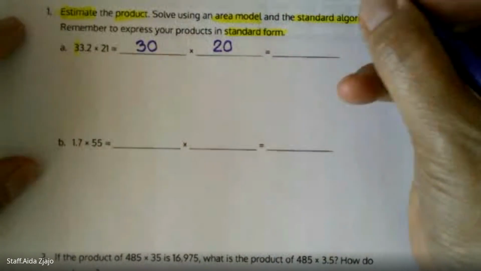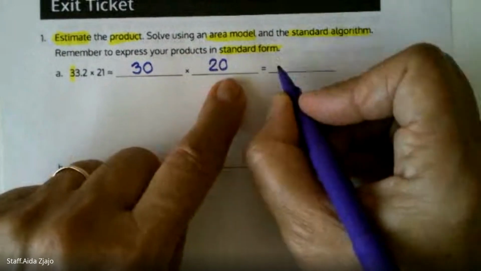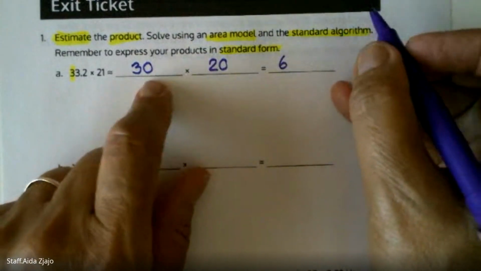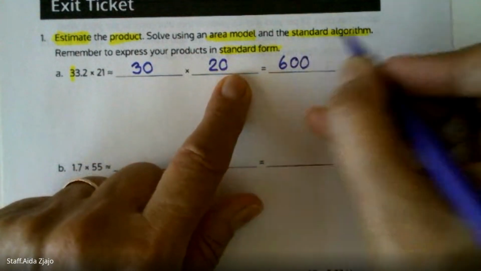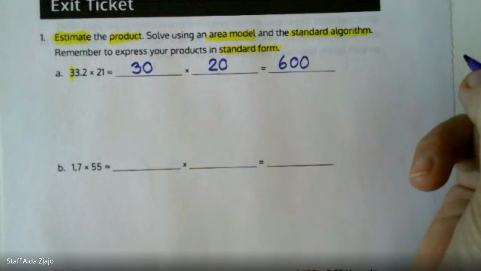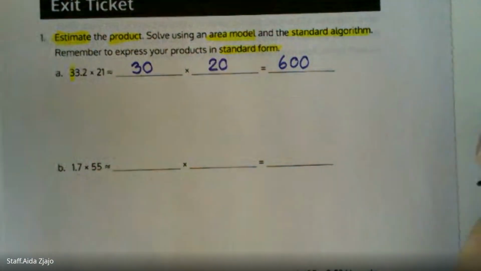So now my estimate is 3 tens times 2 tens, which is 600, because 10 times 10 is 100. So my answer should be about 600.